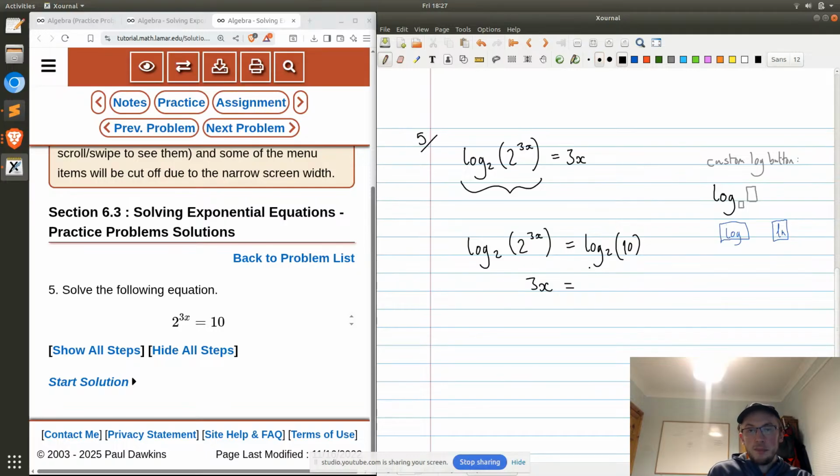You can use the change of base formula. And it says that this is log 10 over log 2. And wait, I want to find out what x is, right? Not what 3x is. Okay, just divide that by 3. Divide the right-hand side by 3, and therefore the 3 will appear here, just like that.